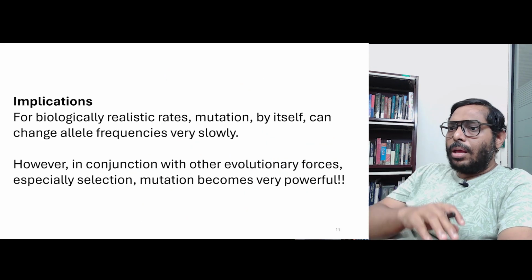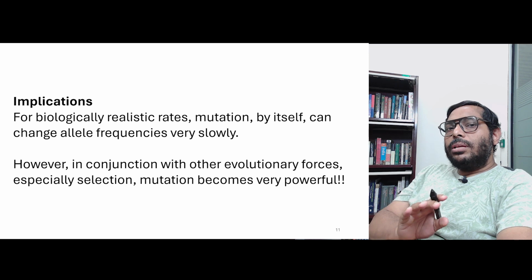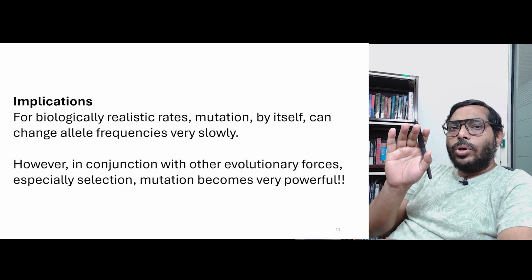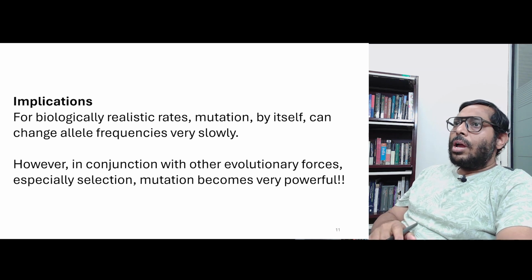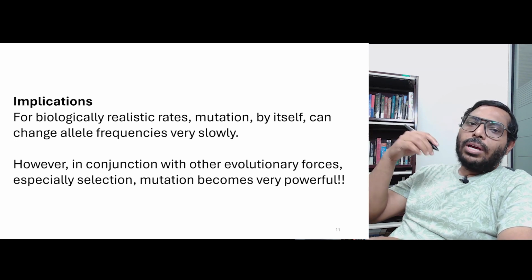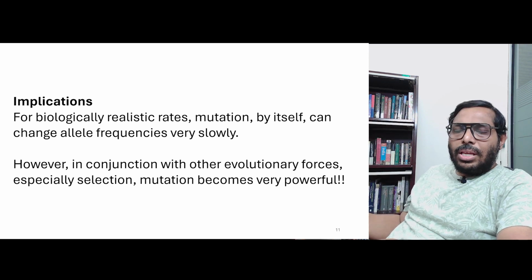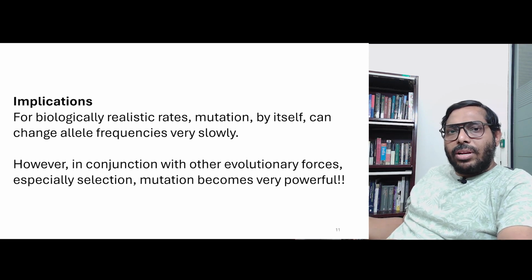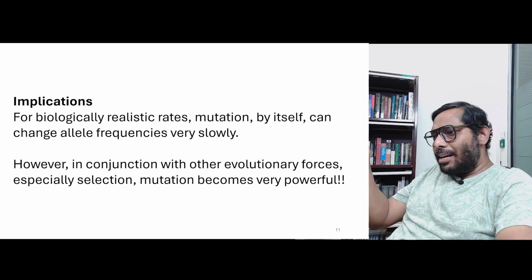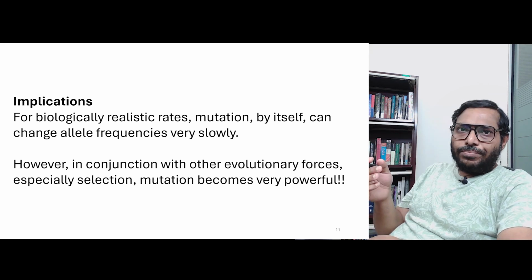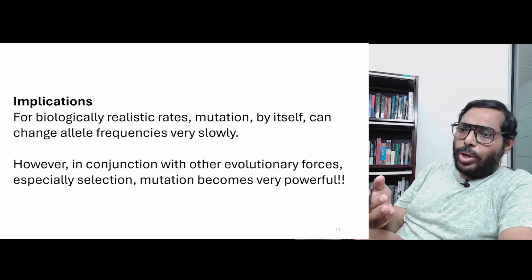So, what are the implications of this? Remember, biologically speaking, the range in which things go is 10 to the power minus 3 to 10 to the power minus 10, 11 or so, and 10 to the power minus 3 is only for the exceptionally fast RNA viruses and so on. So, mostly things are in the range of 10 to the power minus 5, minus 7, minus 9, that zone. In that zone, by itself mutation will change the allele frequencies very, very slowly.